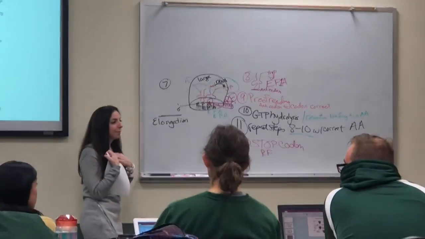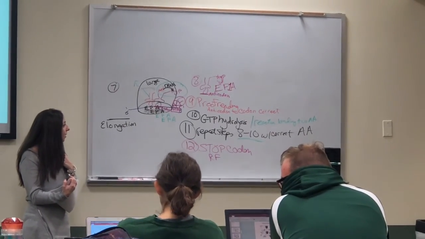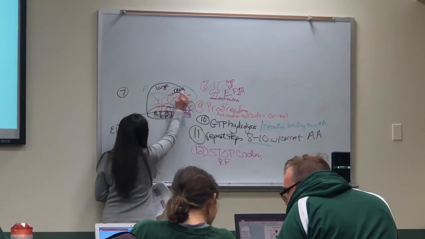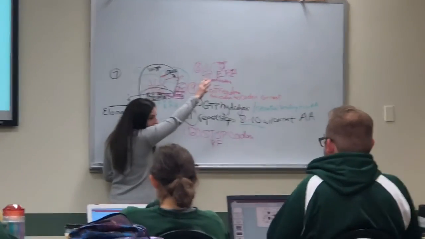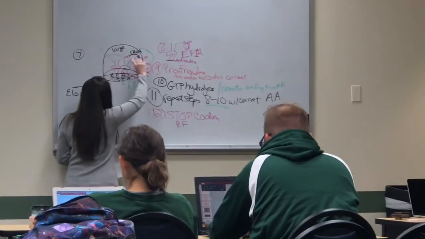On step 10, whenever the charged tRNA binds, we bind it to the GTP. So GTP is hydrolyzed in here by EF1A. This whole process here is separate.